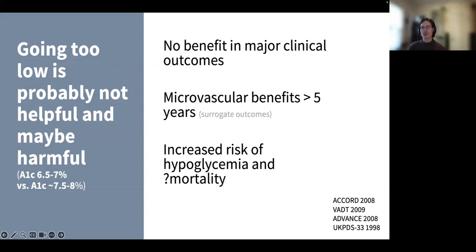But again, when you look further at evidence on this, it's inconsistent in the trials. And the outcomes used in those trials were typically surrogate outcomes, such as progression of proteinuria or receipt of retinal photocoagulation and things like that, rather than actual clinical endpoints. So we still are not really sure that there is any microvascular benefit in targeting A1C less than 7.